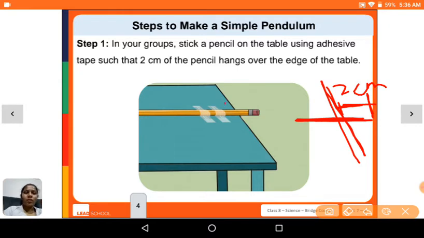So this distance would be 2 centimeter. That would hang it. And then put other parts on the table and then stick it with a tape so it will not move. This will form a rigid support to make a simple pendulum, right?